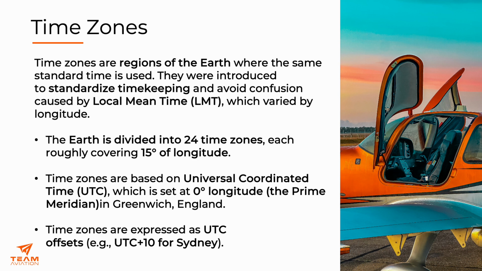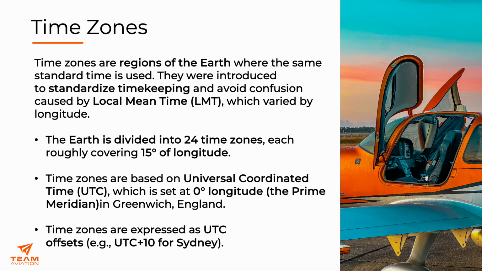To keep timekeeping consistent worldwide, the Earth is divided into time zones. Time zones are regions of the Earth where the same standard time is used. They were introduced to standardize timekeeping and avoid the confusion caused by local mean time, LMT, which varied by longitude. The Earth is divided into 24 time zones, each covering roughly 15 degrees of longitude. Since the Earth rotates 360 degrees in 24 hours, this system ensures a logical progression of time as you move east or west.